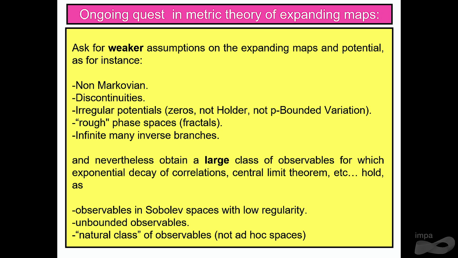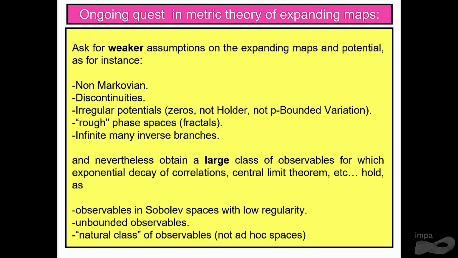The goal is to find weaker assumptions on the expanding or piecewise expanding map. For instance, the map can have discontinuities, irregular potentials, perhaps the derivative is not Hölder, it does not have bounded variation. The phase space can be very rough, it could be a fractal, like a Julia set of a hyperbolic polynomial or a hyperbolic rational map. You can have infinitely many branches. And nevertheless, you can obtain these nice statistical results for a large class of observables.